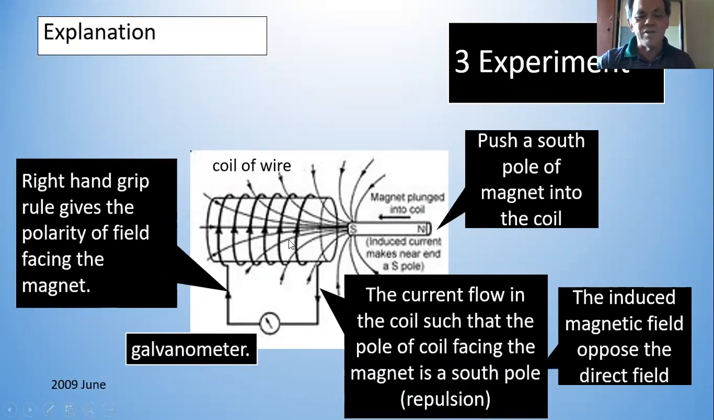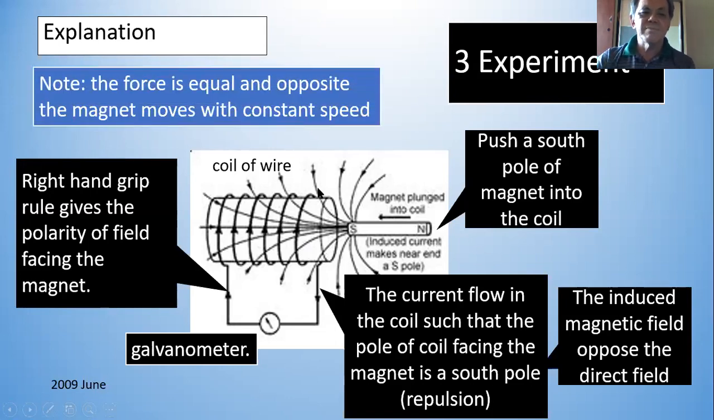Then, as I say, we can use our right-hand grip rule to show that this is a south pole. And then we also need to know that if you push in, you are applying a force, but the repulsion is an opposing force. The two forces are equal, so your speed is constant. You push in, the speed becomes constant. If you want to go faster, you have to apply more force, and there is more force opposing you. So the force pushing in and the force opposing you are equal and opposite, action and reaction forces. That's why the speed is constant.